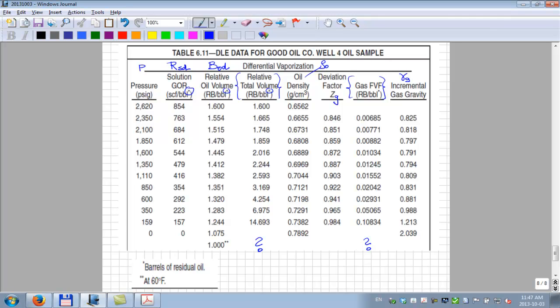Any questions about this table? You can kind of see that basically you come down to here. This here is at a double asterisk, at 60 degrees Fahrenheit.